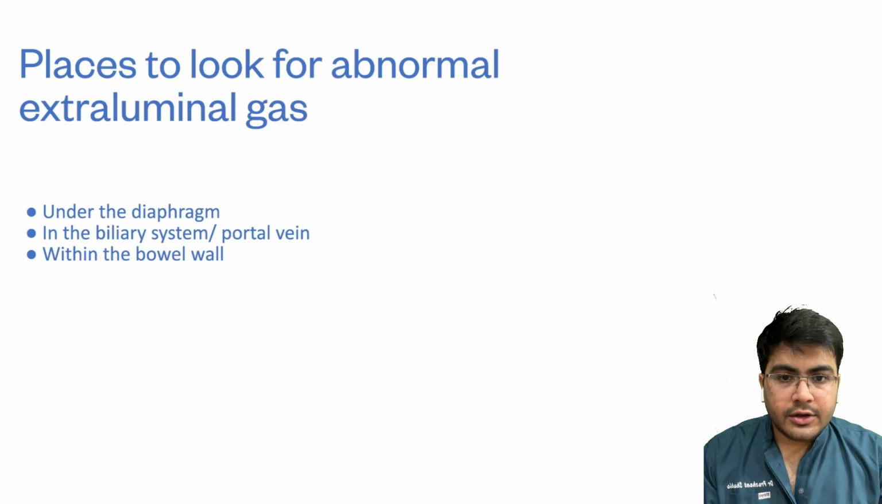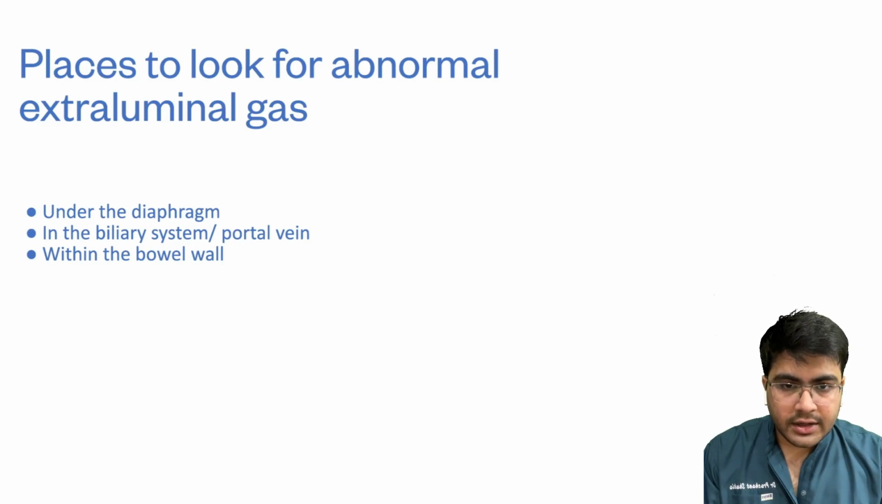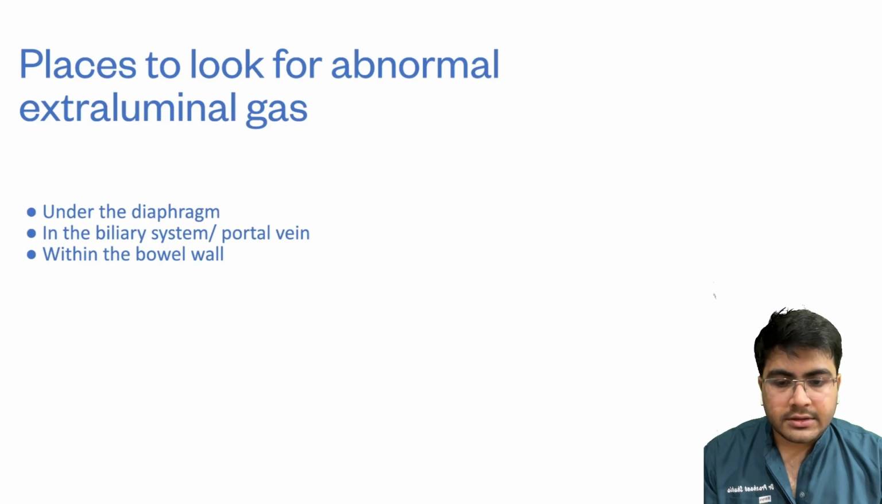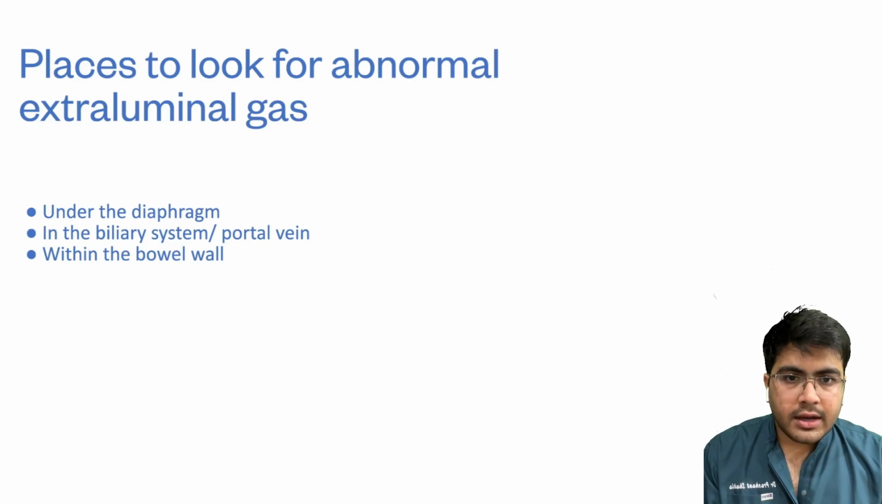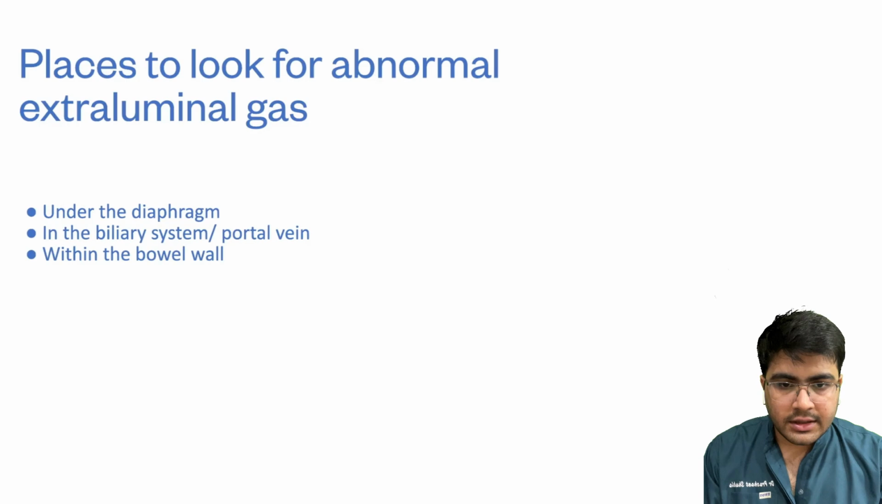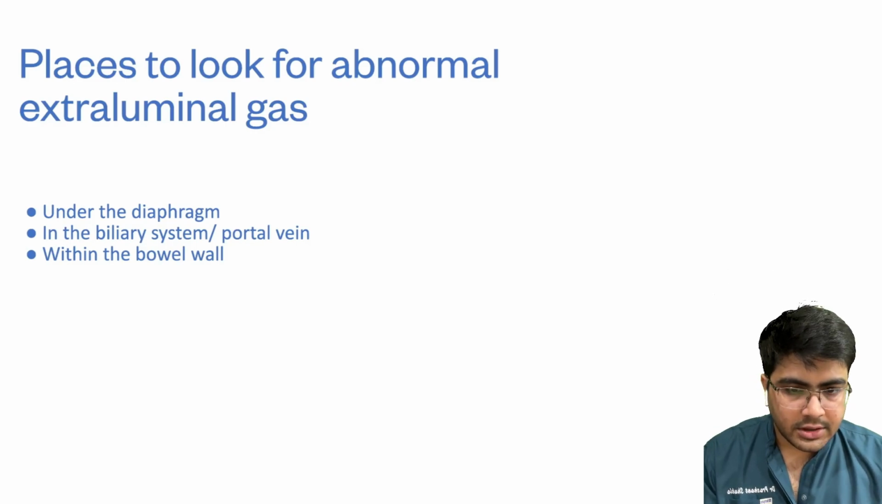So after you have assessed the X-ray, you need to know what the bases are to look for abnormal extraluminal gas. The abnormal extraluminal gas can be present under the diaphragm, in the biliary system, or the portal vein, or within the bowel wall. Okay, so these are all the places you need to be looking for the abnormal extraluminal gas. The intraluminal gas is not pathological in most of the patients, but abnormal extraluminal gas is pathological.